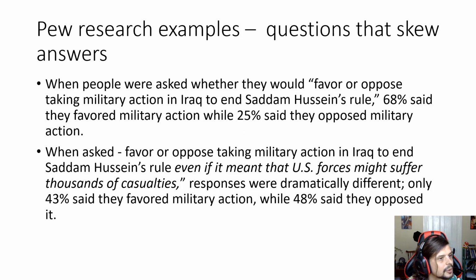More Pew Research examples on things like skewed answers. This is a way to skew results with the question wording itself. When people were asked whether they would favor or oppose taking military action in Iraq to end Saddam Hussein's rule, 68% said they favored military action, while 25% said they would oppose it. But when asked whether they favored or opposed taking military action in Iraq to end Saddam Hussein's rule, even if it meant that U.S. forces might suffer thousands of casualties, that changed things, right?